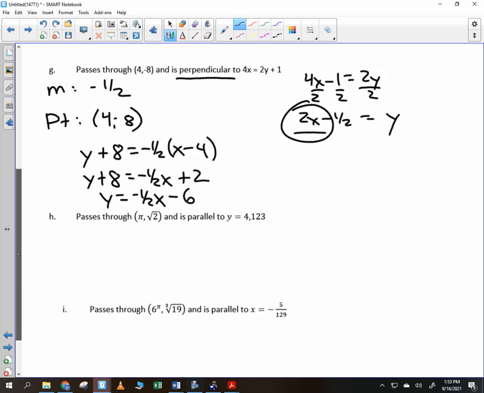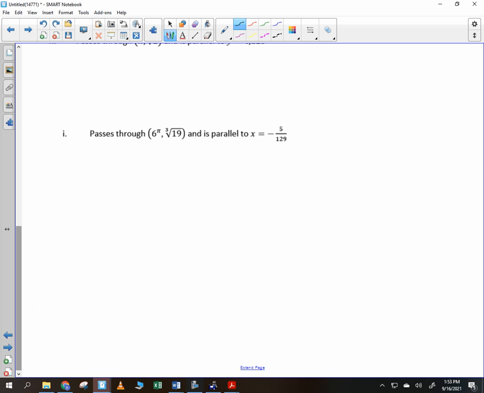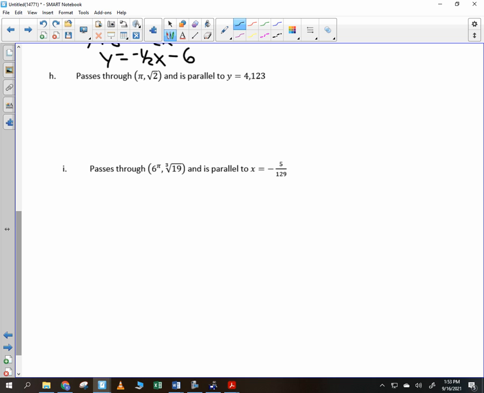All right, the last two, here we go. These are the easiest problems. They look like the most difficult. It says, write an equation for a line that passes through this coordinate, which looks super confusing, but it's not, and is parallel to that guy. What kind of a line is y equals 4,123? A horizontal line. Excellent. What kind of line would be parallel to a horizontal line?